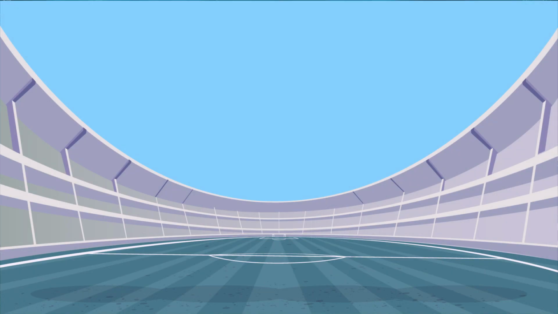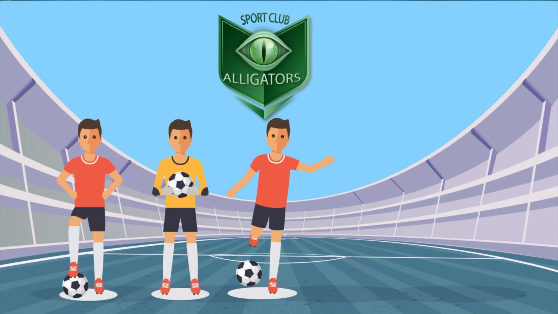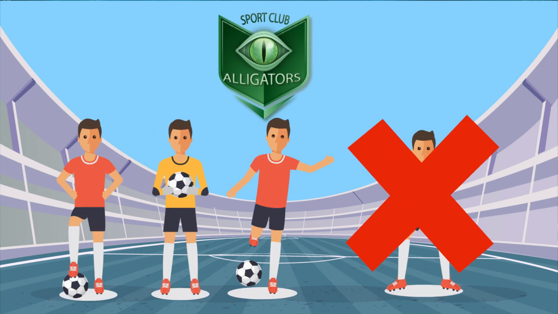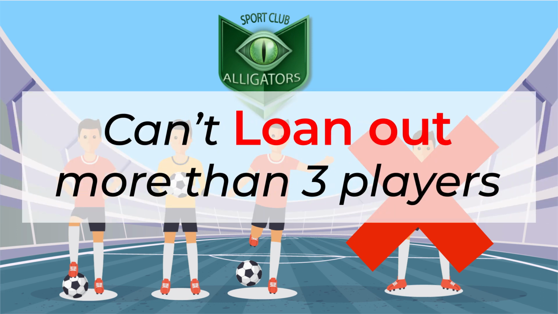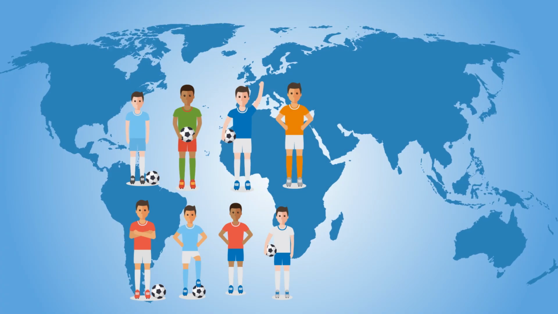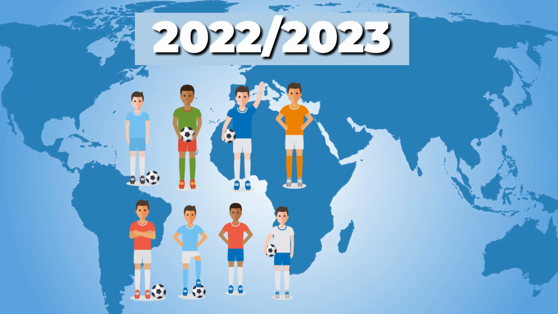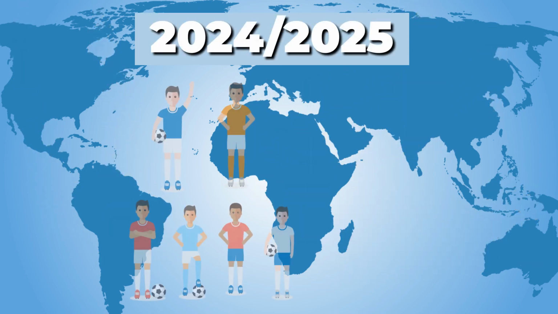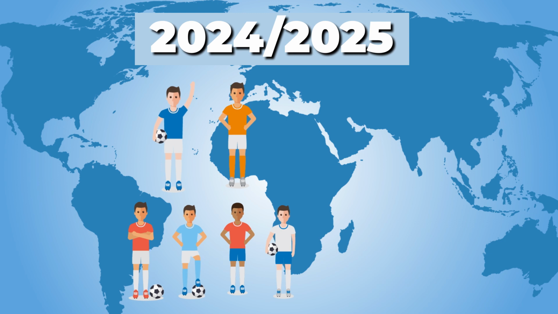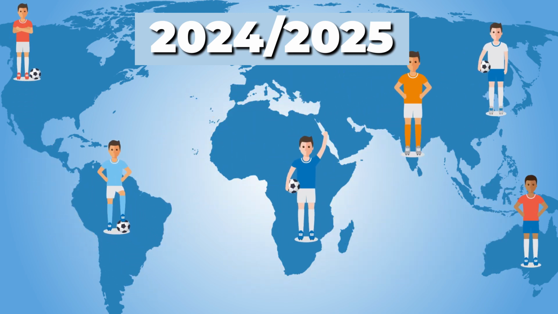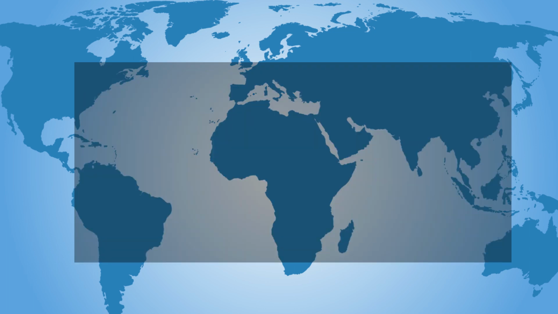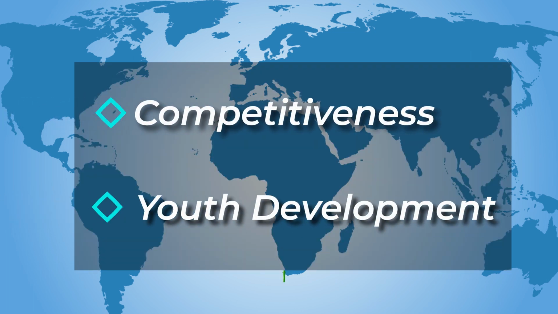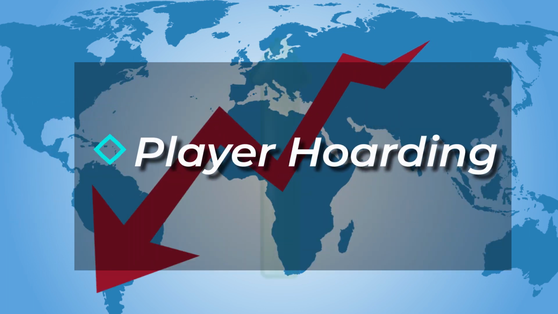4. Under new regulations, clubs are prevented from loaning in more than 3 players from a single origin club and consequently can also not loan out more than 3 players to one club. 5. Beginning in the 2022-23 season, a club could loan out a maximum of 8 players, and this number will be reduced further by 1 player each season. A maximum of 6 players will be allowed out on loan by the 2024-25 season. The aim of this is to promote competitiveness, youth player development, and prevent player hoarding.